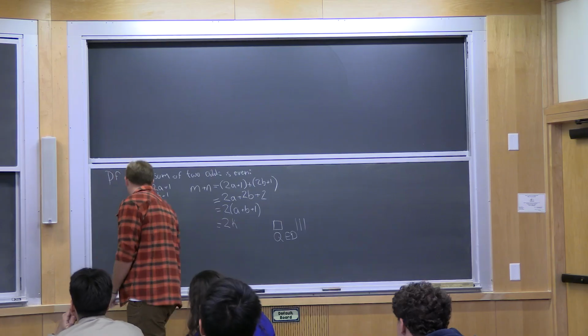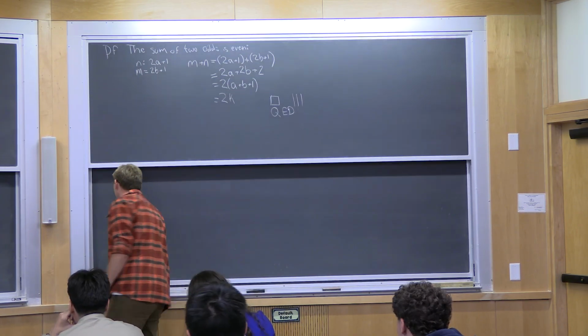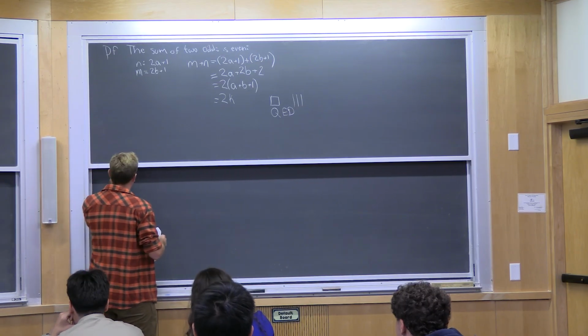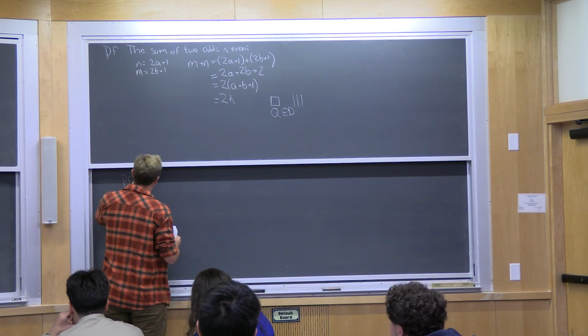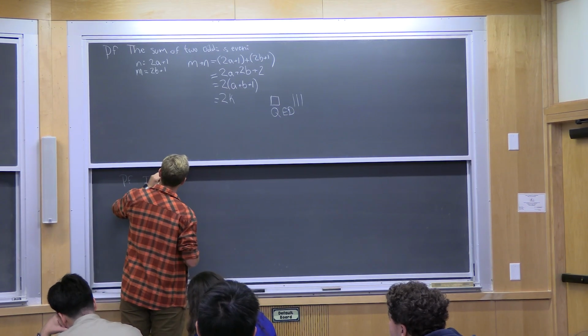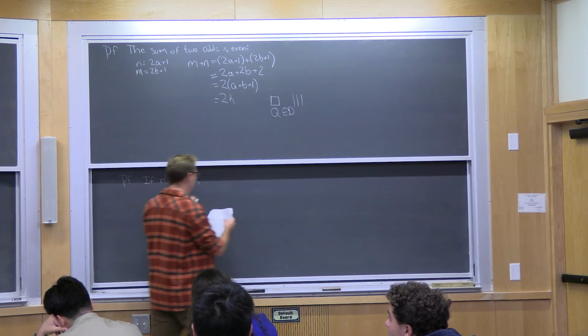And we're also going to do a proof using the contrapositive. So, we want to prove that if n squared is even, then n is even.